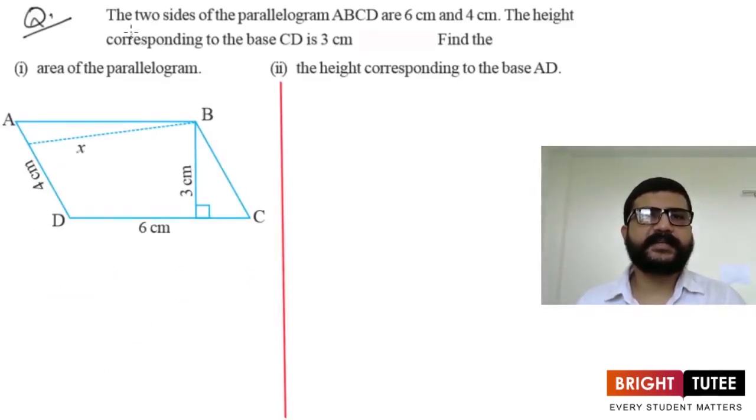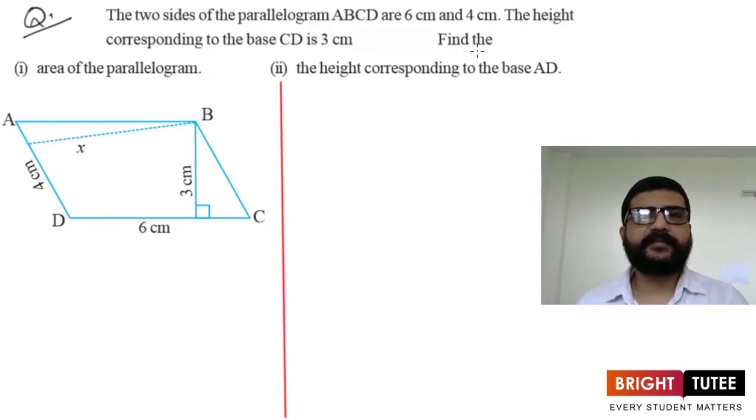The next question is, the two sides of the parallelogram ABCD are 6 centimeters and 4 centimeters. As we can see here in the figure, for parallelogram ABCD, CD is 6 centimeters and AD is 4 centimeters. The height corresponding to the base CD is 3 centimeters. As we can see here, this is the height of the parallelogram ABCD corresponding to the base CD.